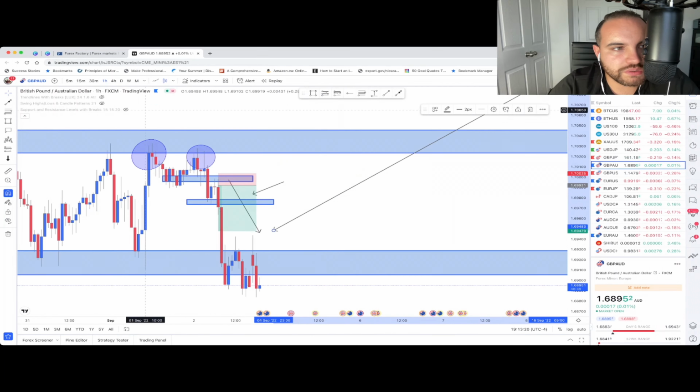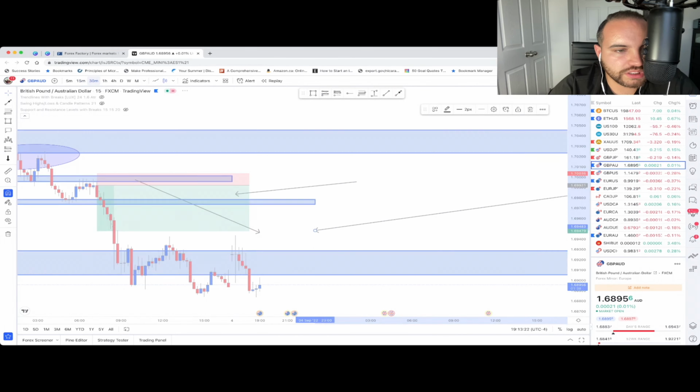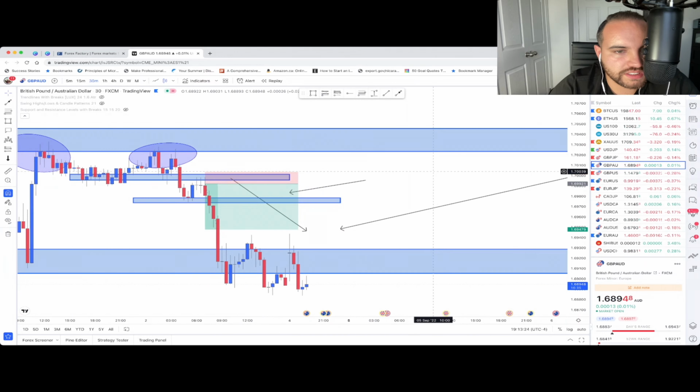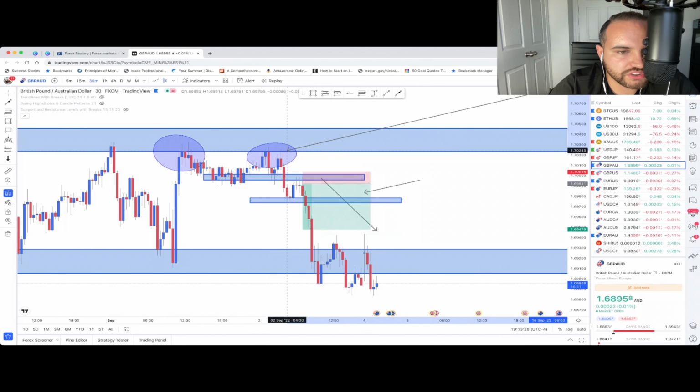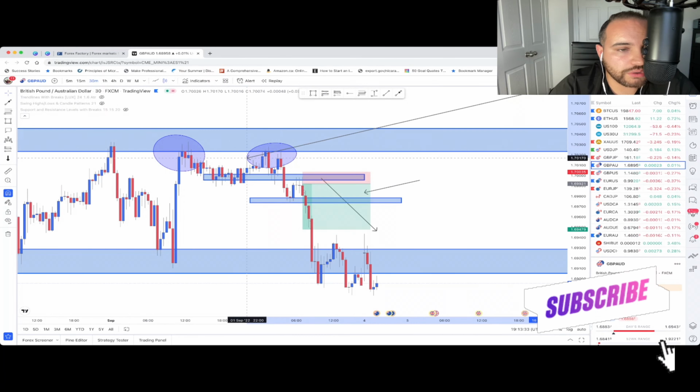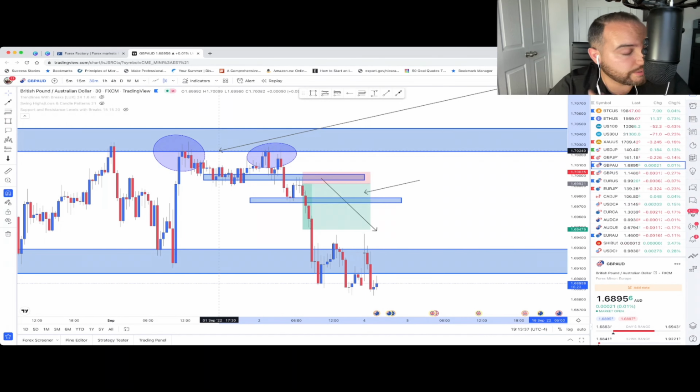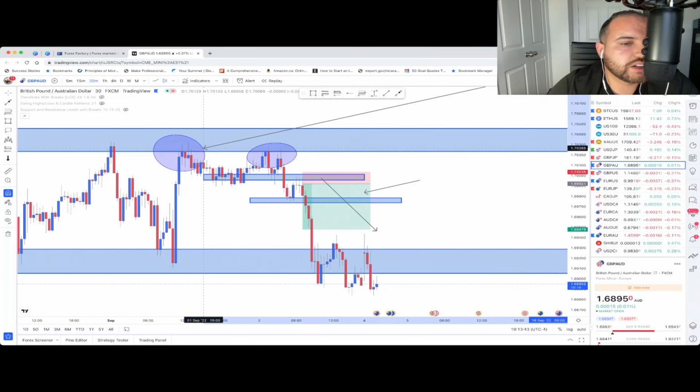So once we narrow it down to the 15 minute, much more clear, even the 30 minute here, you can see it's much more clear. We've got that double top formation. We saw a break of structure here. We saw a rejection of this higher key level. Not only that, we were within the higher level of the range, right? So we were at the top of the range.